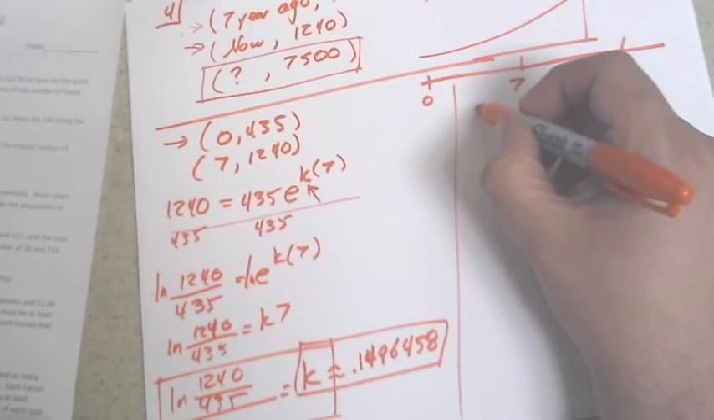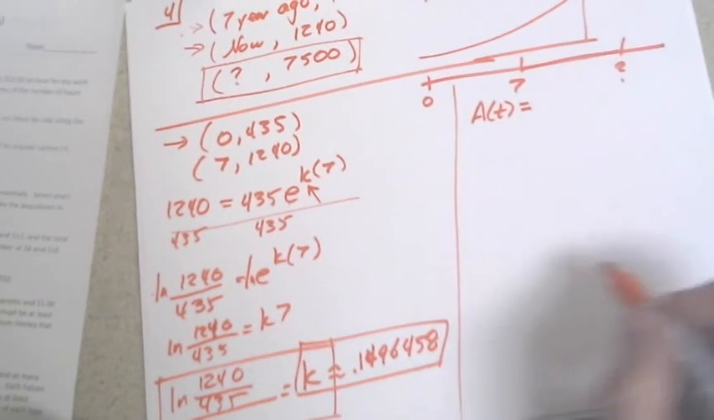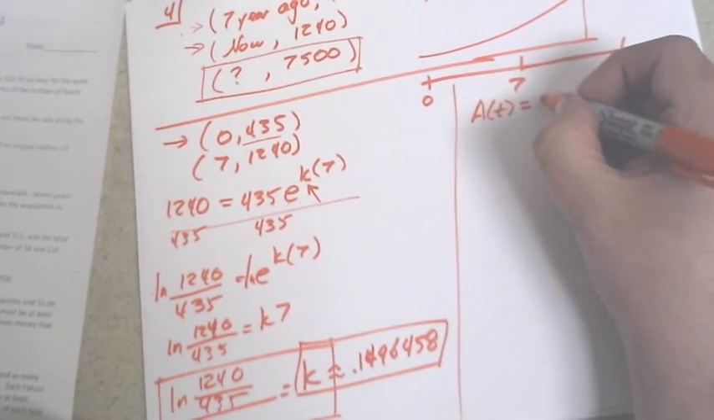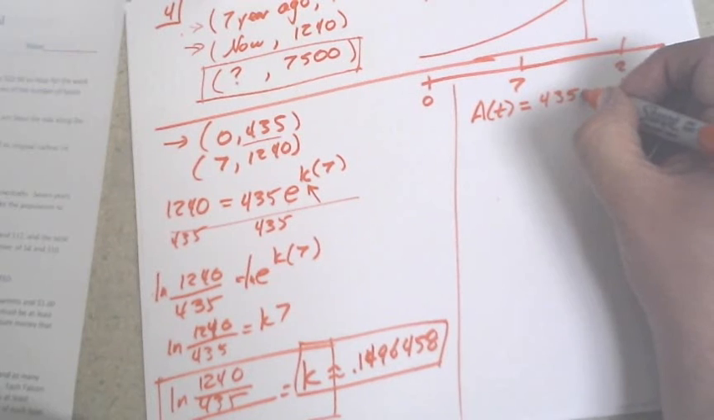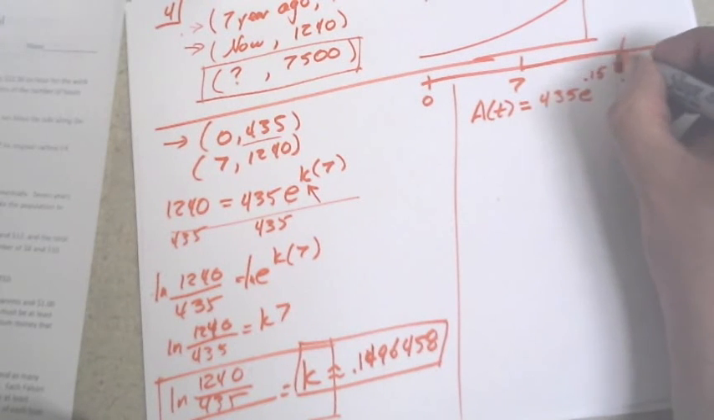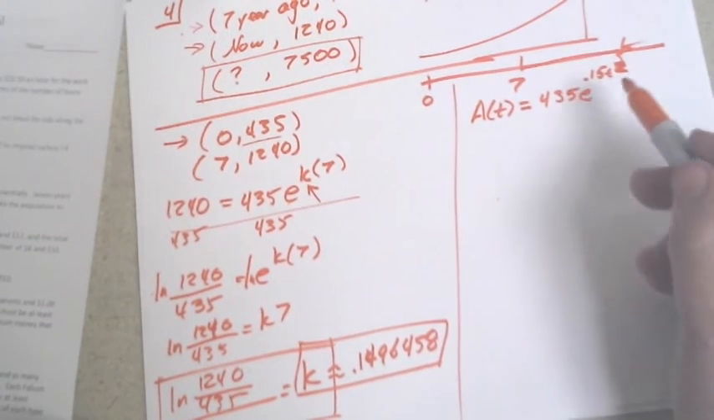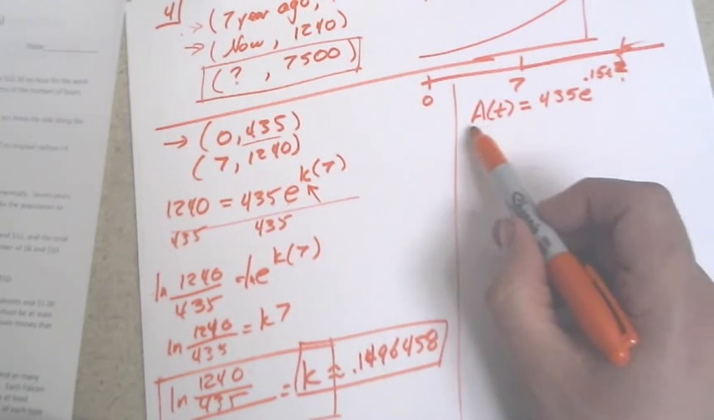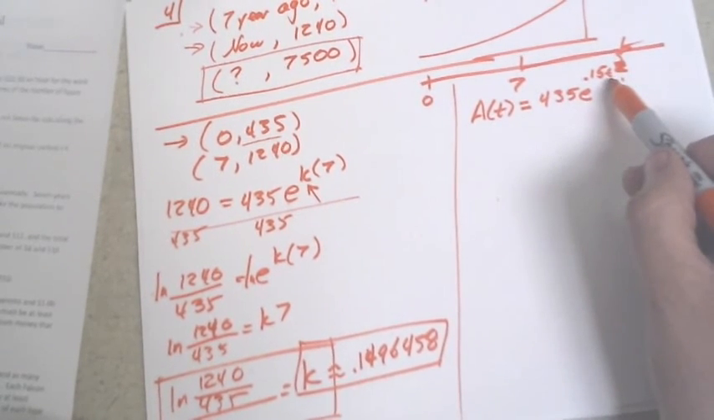So that means our model is the amount that we will have at time t is going to be our starting amount. We've defined our starting amount as 435 e to the k. Go ahead and put my k here. I'm going to round it to 0.15, though I won't use that when I actually calculate t. So you put in a time t, and this will tell you how many birds you have. You ask how many birds you have, you can find a time t.